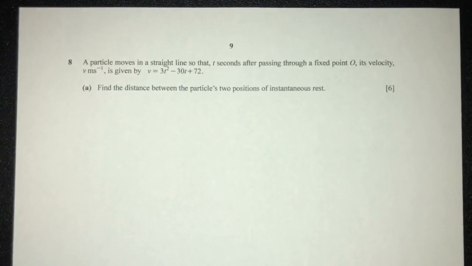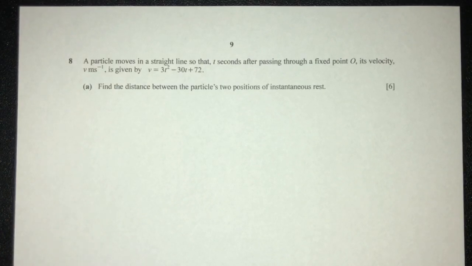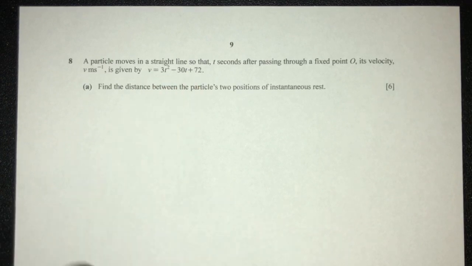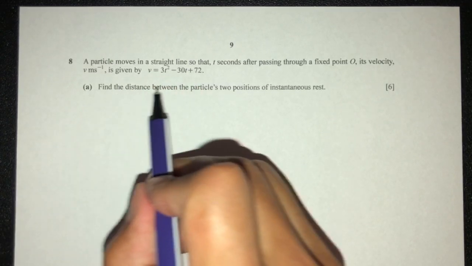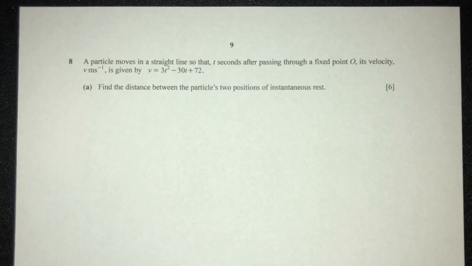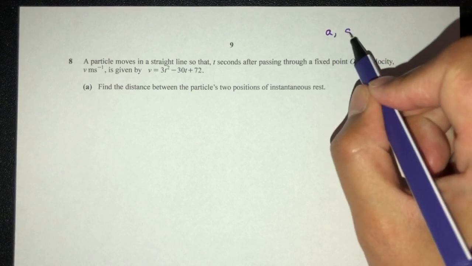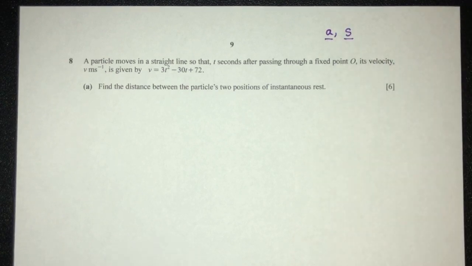Now let's move on to question number 8. So here we have a particle moves in a straight line so that t seconds after passing through a point O, its velocity v is given to you by this. Okay, so now we are given the equation for v, but we have to know at the back of our mind that usually this question will be involving acceleration, but also displacement, right? So one by one. Part A.